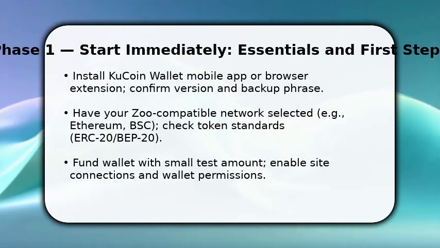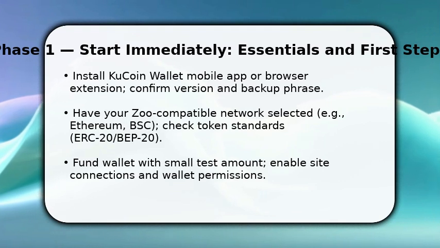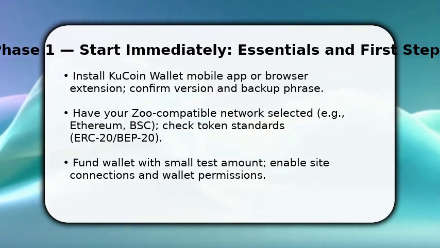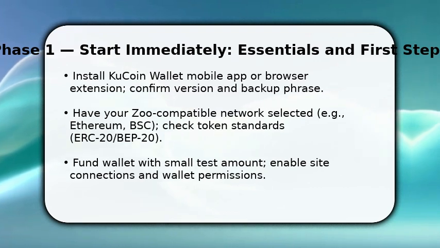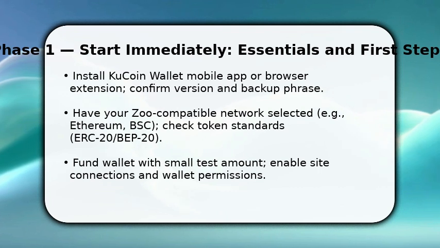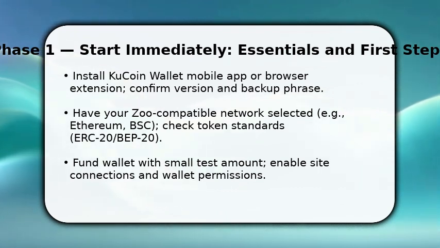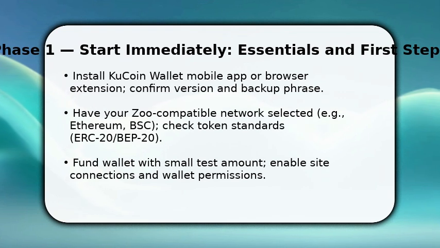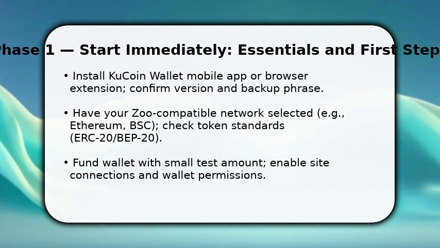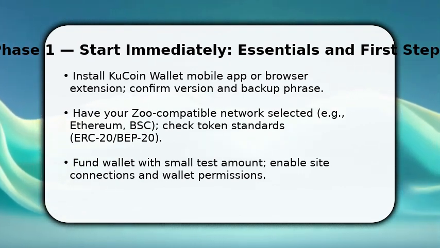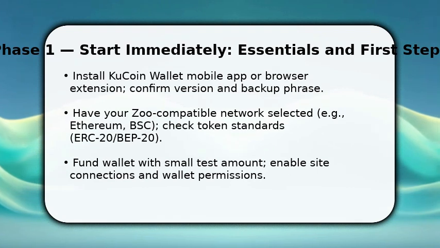You start by preparing the KuCoin wallet. Open the app or extension and unlock it. Make sure you have your backup phrase ready, because authorizations require access to your account for approvals. Once done, switch the wallet network to the Zoo-compatible chain. Confirm whether Zoo uses Ethereum or a sidechain so token transfers match. Fund the wallet with a small test amount to pay fees. Finally, enable D-app connections in settings so Zoo can prompt a connection request.